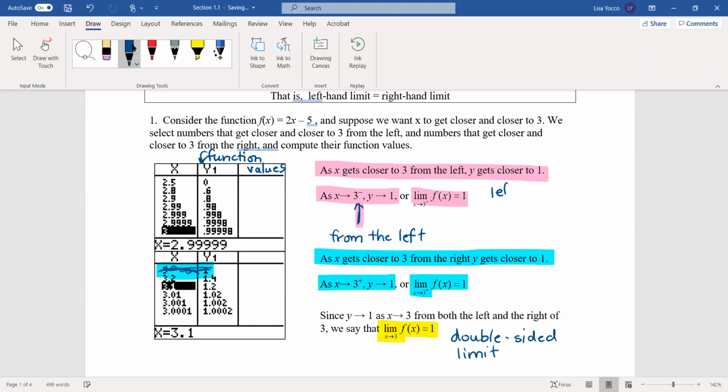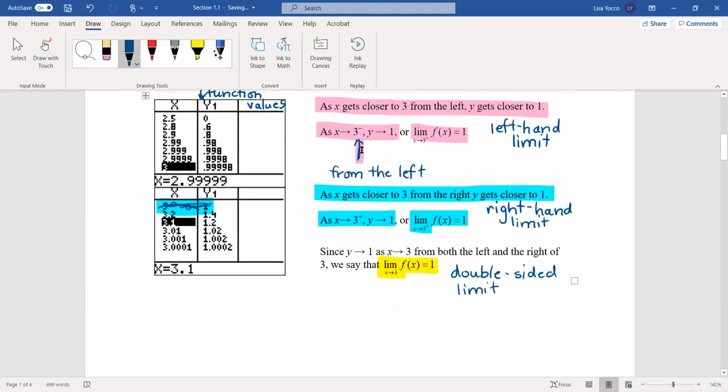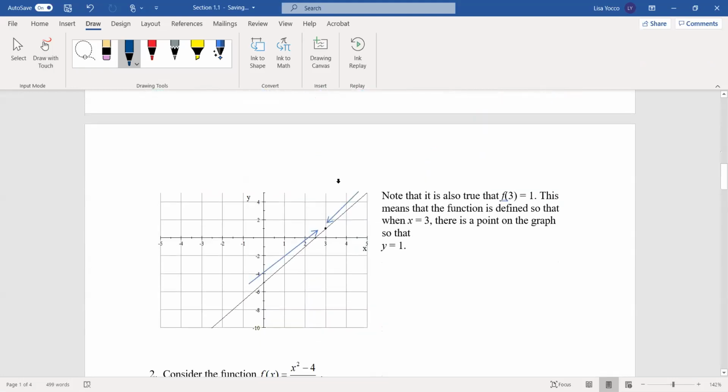This was your left-hand limit. And this was your right-hand limit. Stop me if you have a question.